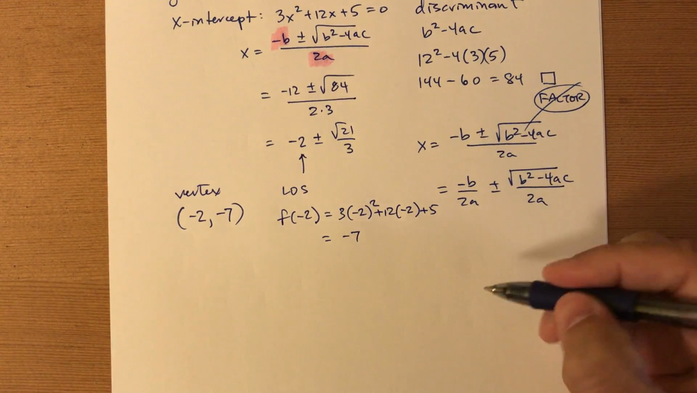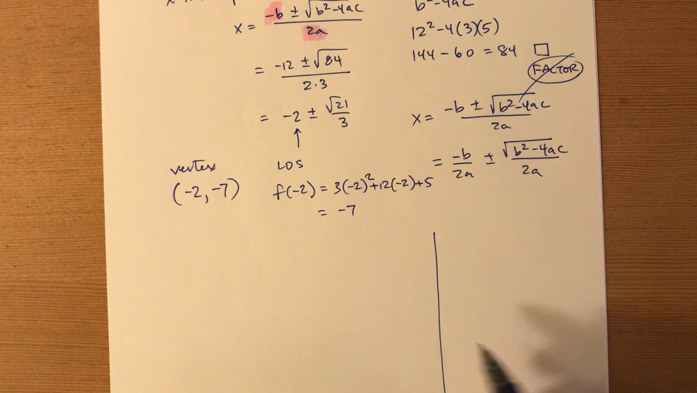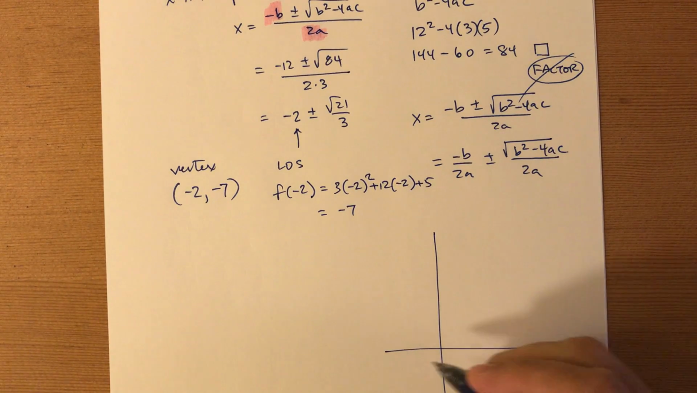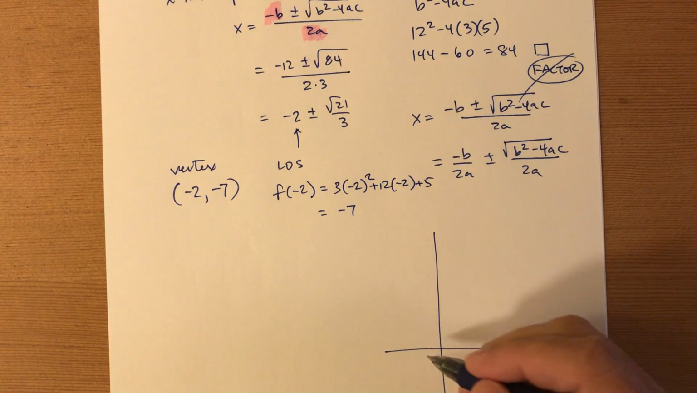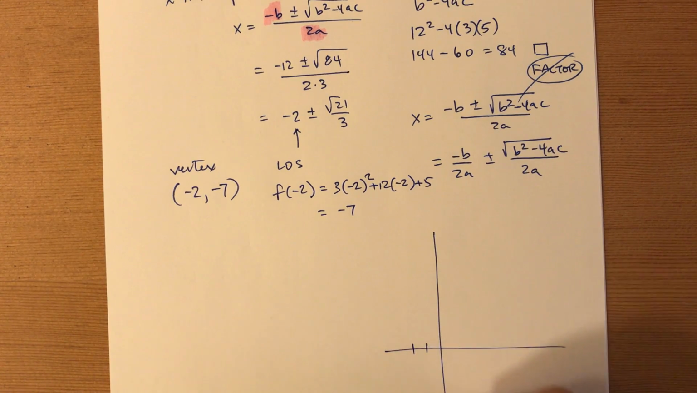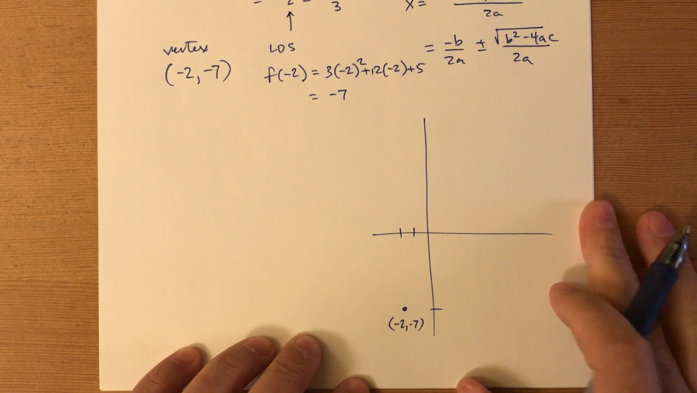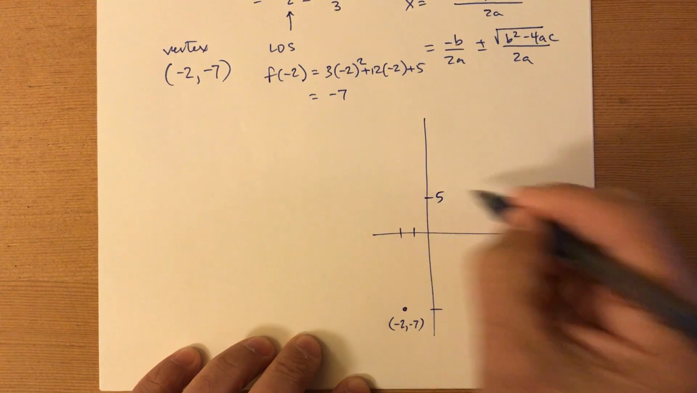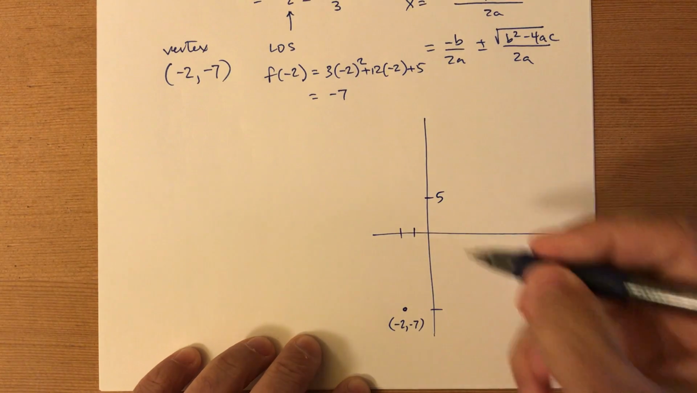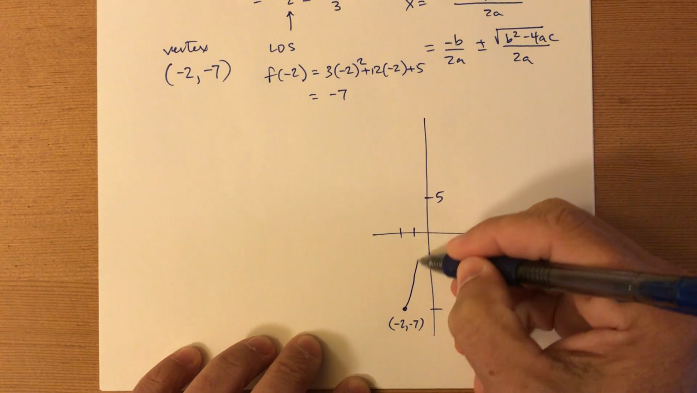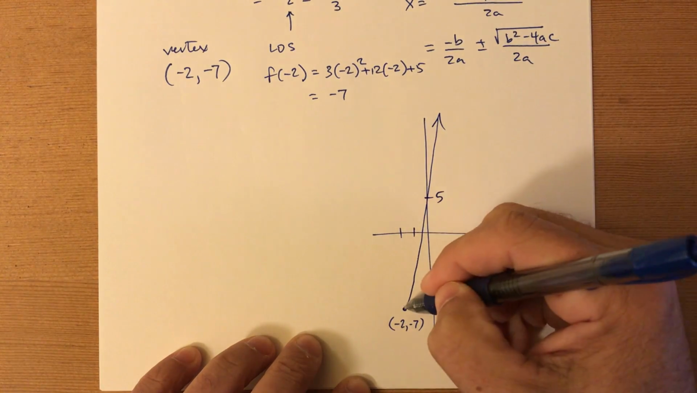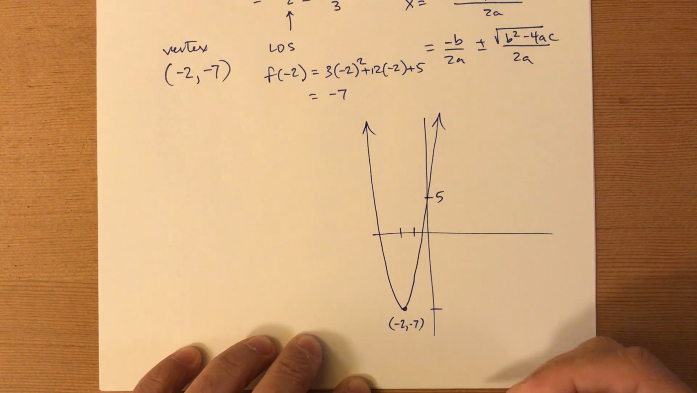All right, so let's get a quick sketch here. I know the vertex is at negative 2, negative 7, so I'm just going to say it's right there, negative 2, negative 7. Oops, I'm off the screen. Sorry about that. Negative 2, negative 7. I also know my y-intercept is up here about 5. And I need to figure out what is happening with my x-intercepts.